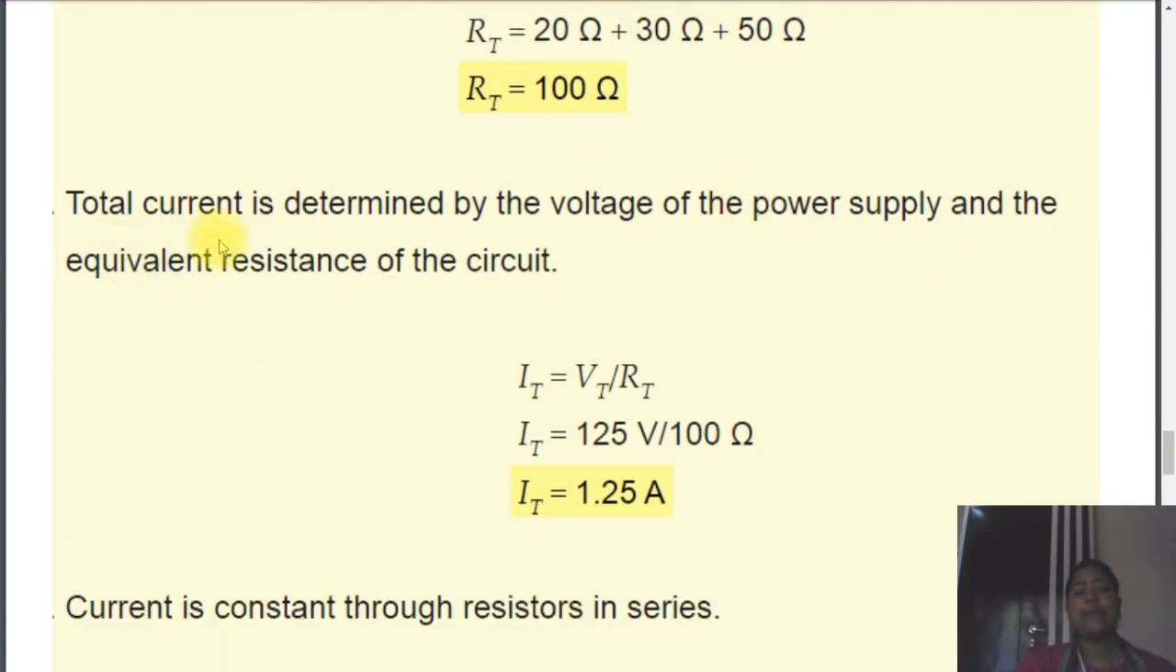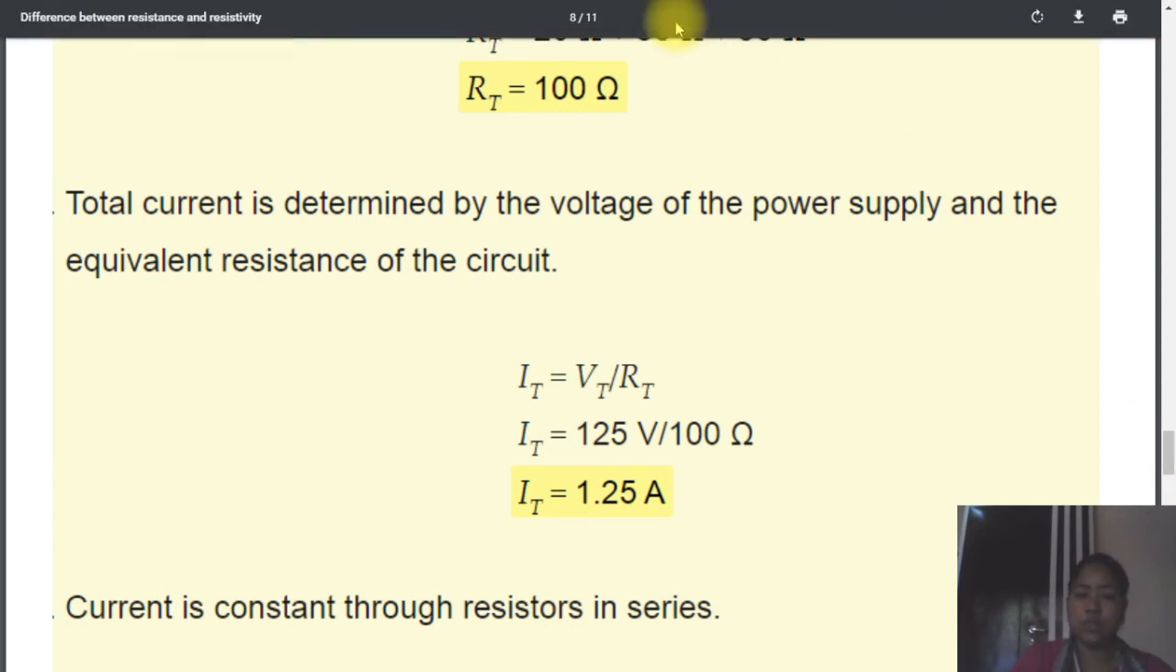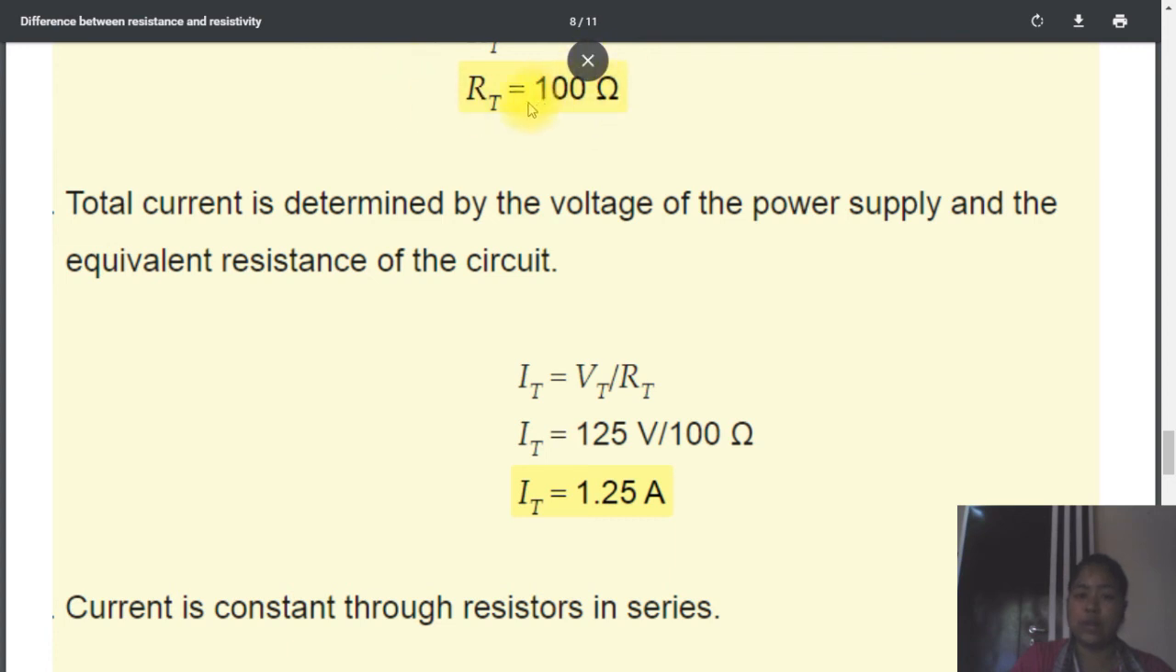So total current. How will we calculate the total current? Total current is determined by the voltage. Whatever value of the total voltage we have in that particular circuit, what is the value of the total voltage? That is 125 volt. And what is the equivalent resistance of the circuit? That is equal to 100 ohm. This is the equivalent resistance of the whole electrical circuit.